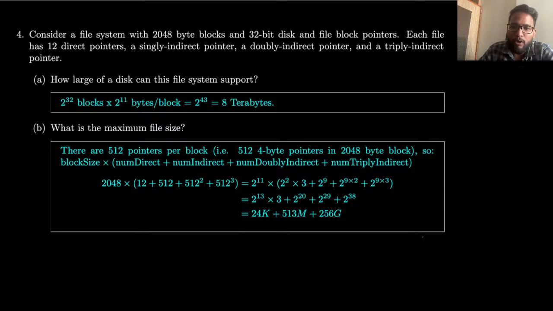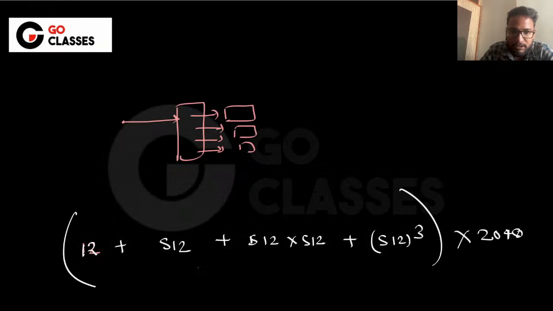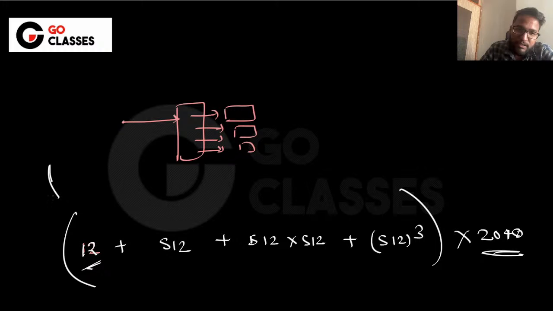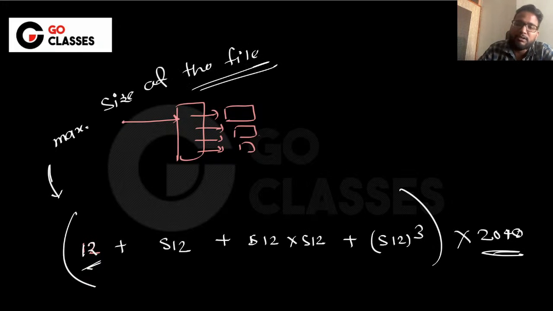Okay, so I think you got it. So see here, the first one is 12, and 2 power 11 means they have multiplied it later. So this is the size that they are saying. This is the maximum size of the file that you can have. This question has been asked in GATE many times, not just 1 or 2 times. I think 3 or 4 times they have asked.